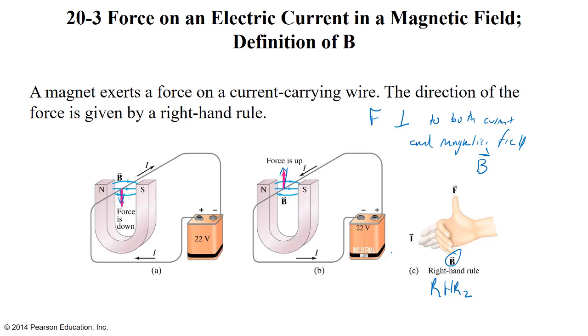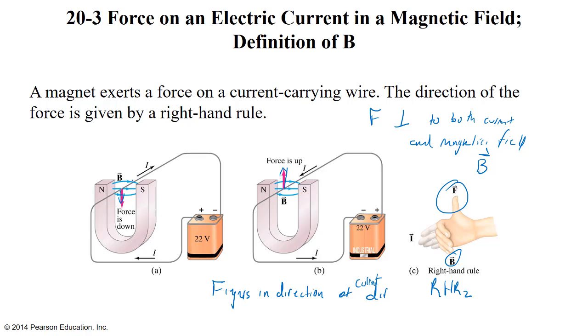So the way this one works is you point your fingers in the direction of current. And it's a right-hand rule, so you're using your right hand. So fingers in direction of current. And then you curl your fingers in the direction of the magnetic field. And then your thumb will give you the direction of the force on the wire.